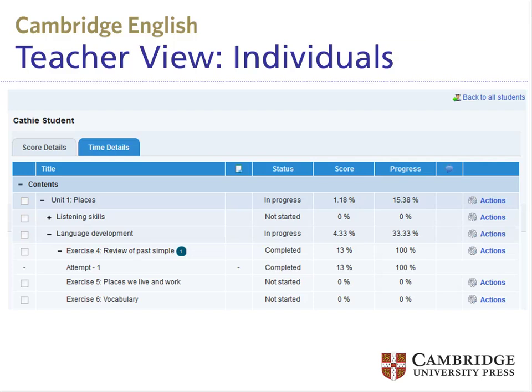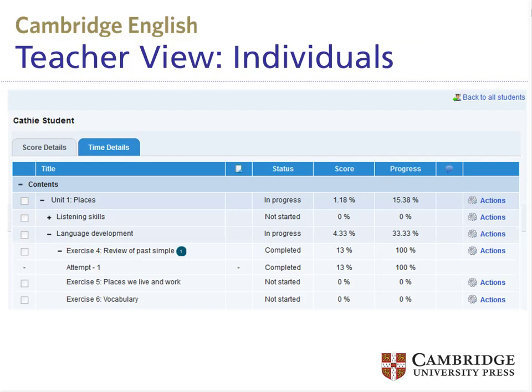So if a student does this exercise 6 times, we will see attempt 1, attempt 2, attempt 3, and the highest score of all those attempts is recorded. So this is how the overall score is calculated. But it just means that you have a lot of detail that you can drill down into.